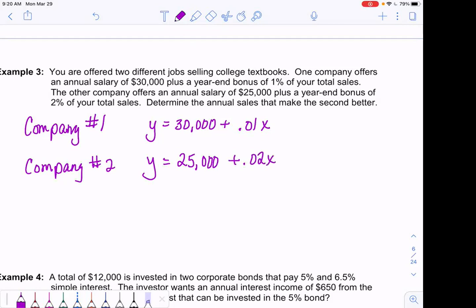Both of them are in y equals form because the y represents your salary. So our salary is y, our end salary. The x is the total number of sales. And then the y would be, what is my salary for the year? And this is something that you might want to think about someday. Which option is better for me? How would you solve this? Can anybody explain what you would do to solve this?